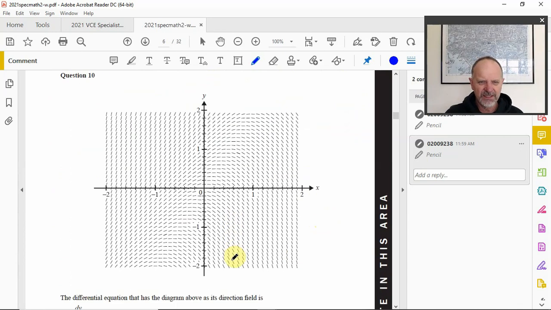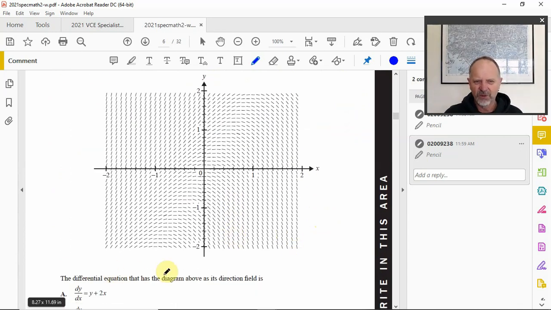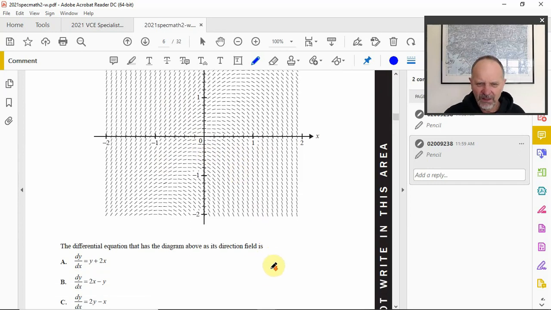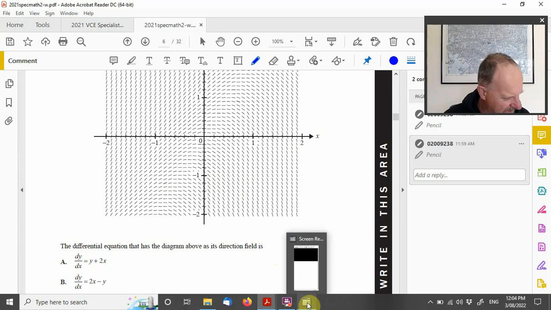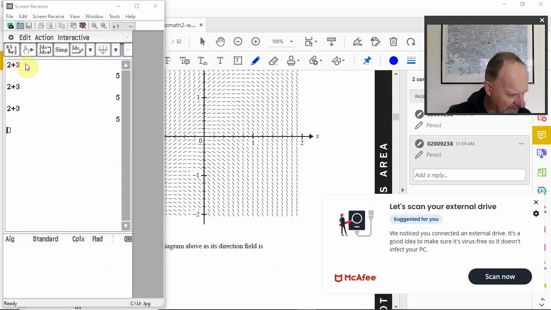All right, next one that we've got, question 10. Question 10 is a calculator question. So find the differential equation that has this direction field. So you need to get your calculator and use your calculator on this one. So let's see how we go here and see whether I can get the calculator to work on the screen.